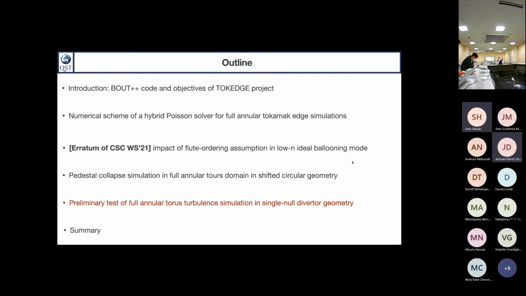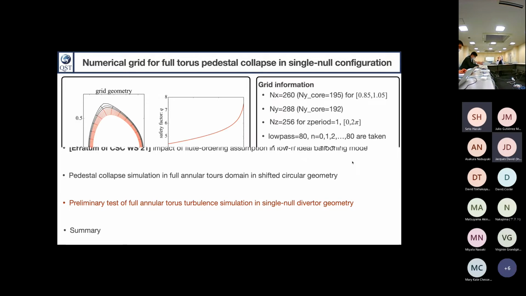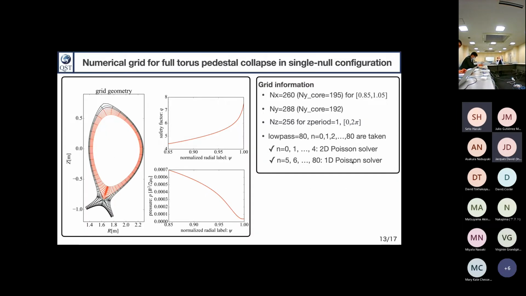And finally, I will share with you the preliminary test results of full annular torus simulation in single null diverted geometry. This preliminary test employs the EAST-like single null diverted geometry. The grid resolution information is summarized here. So the flux-ordering-free Poisson solver and Laplacians are applied on up to n equal 4 modes, and the flux-ordered ones are applied from n equal 5 to n equal 18 modes, respectively.